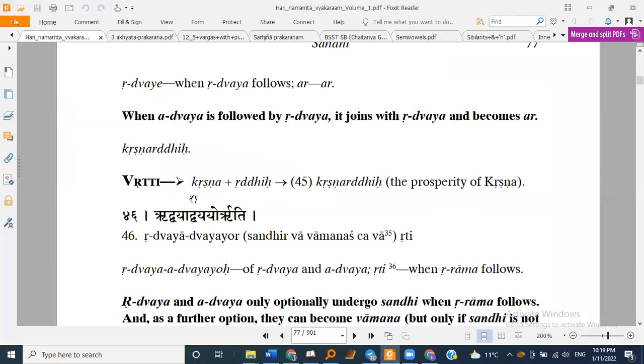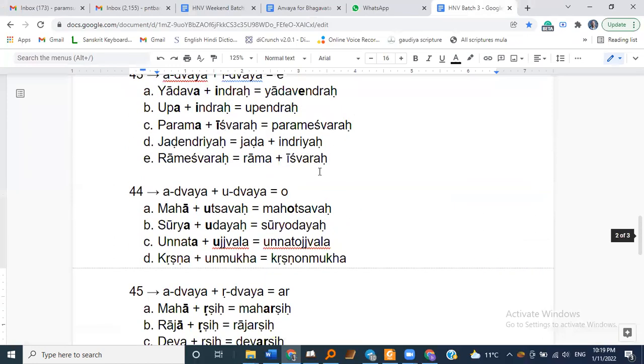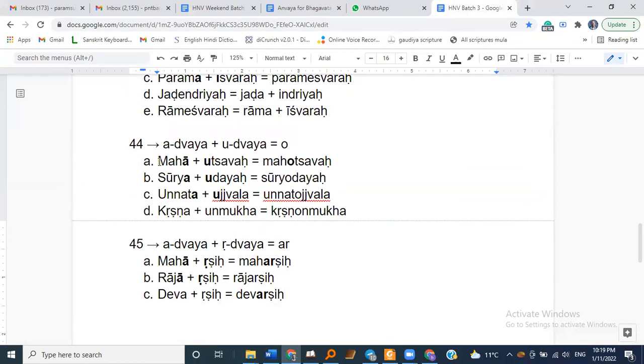Jīva Gosvāmī says Krishna Yukta Riddhi, Krishna Riddhi. Sometimes this particular sandhi becomes a little difficult to identify. Okay, one more thing. Here, I'm giving two words separately and then we are doing sandhi. So the results are like Mahotsava, Suryodaya, ityadi.